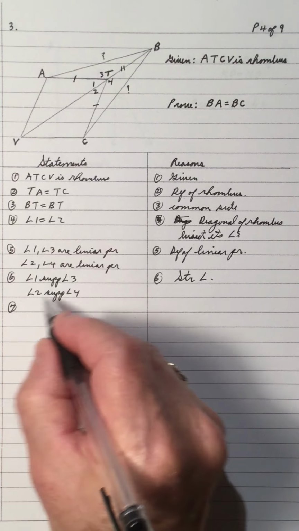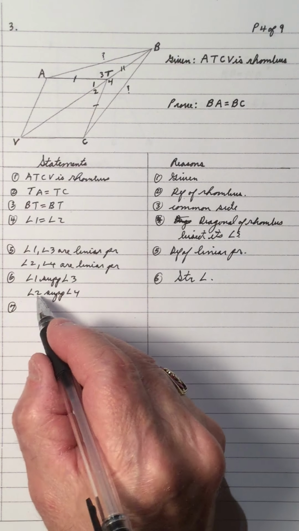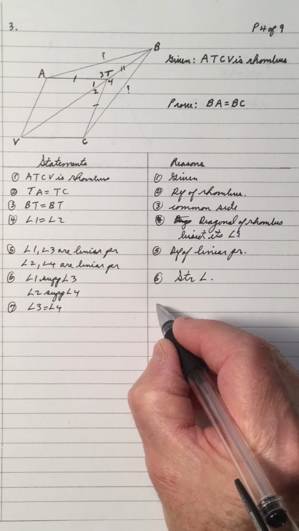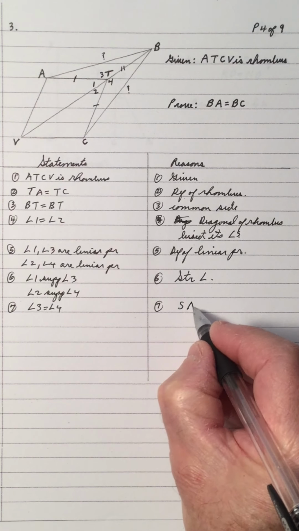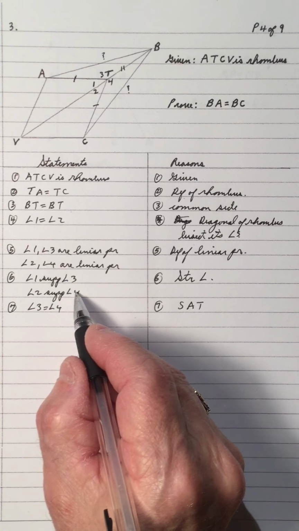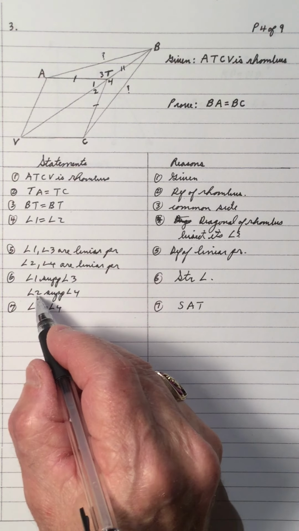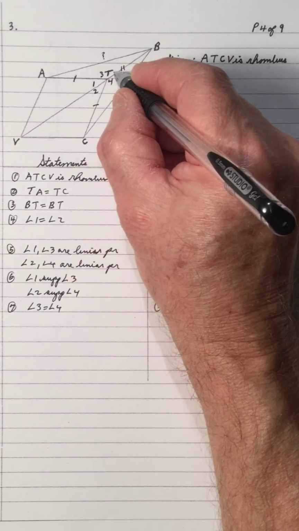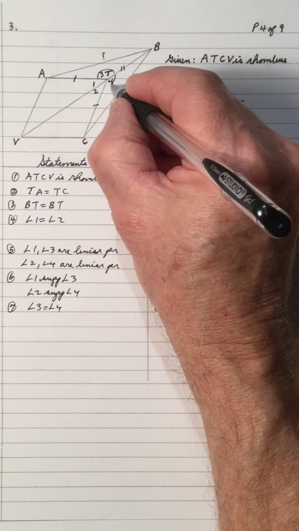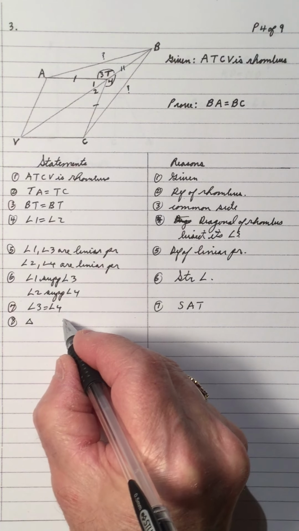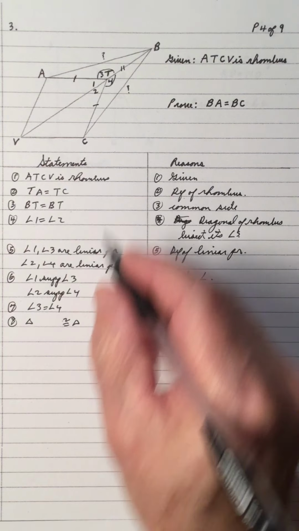And 1 equals 2. That means that angle 3 is equal to angle 4 by the supplement angle theorem. So if 1 and 3 are supplementary, 2 and 4 are supplementary, and 1 equals 2, so 3 is equal to 4, supplement angle theorem. So now we have 3 is equal to 4. So now we have enough to prove the triangles congruent.